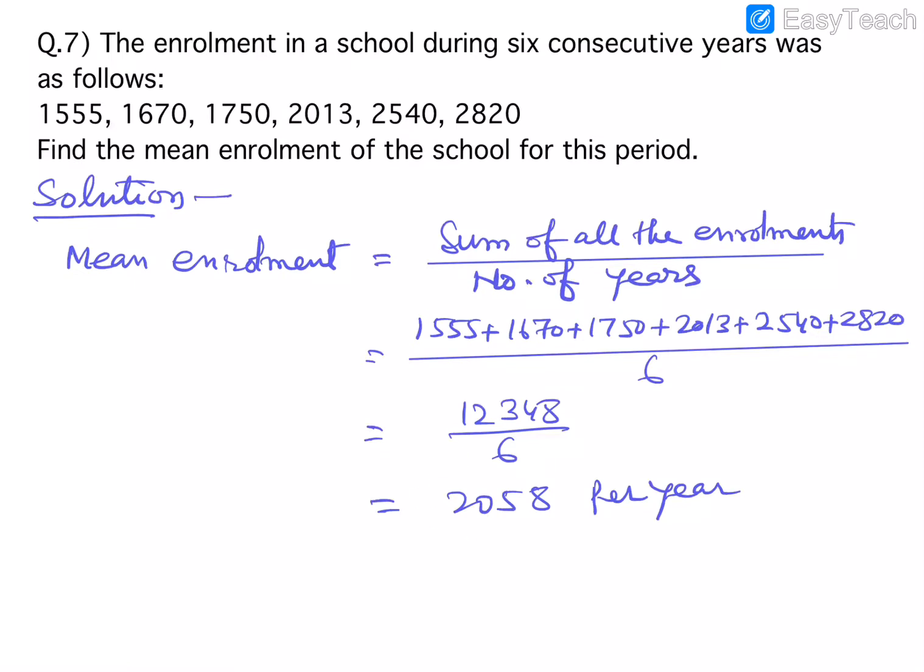इसका मतलब ये हुआ कि 2058 स्टूडेंट्स का enrollment हर साल हुआ है.